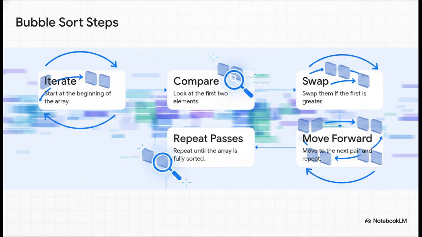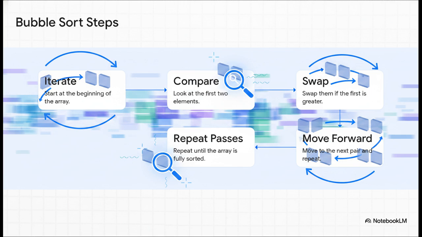First, we iterate. That means we start at the very beginning of our array. Second, we compare. We look exclusively at just those first 2 elements. Third, we swap. If the first element is bigger than the second one, they trade places. Fourth, we move forward. We shift our focus to the next overlapping pair and repeat that exact same comparison. We keep doing this until we hit the end of the line.